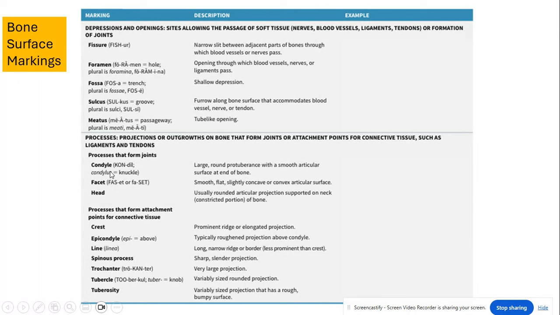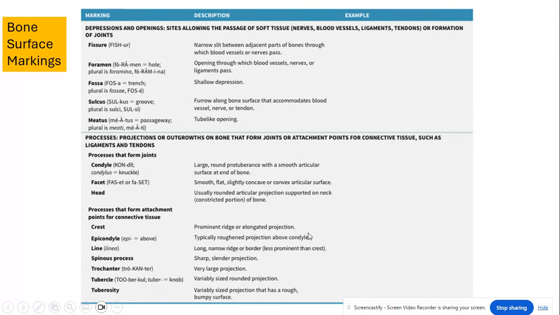Condyle, we've discussed a lot about epicondyle, and we are going to discuss epicondyles. A condyle is a large round protuberance with a smooth articular surface at the end of the bone, all right? We have facet, a smooth, flat, slightly concave or convex articular surface. Head, usually a rounded articular projection supported on a neck, right? We've heard of humeral heads, right? Okay. Processes that form attachment points for connective tissue. Crest, okay, iliac crest. How many of you remember that?